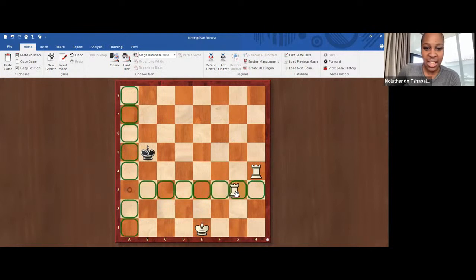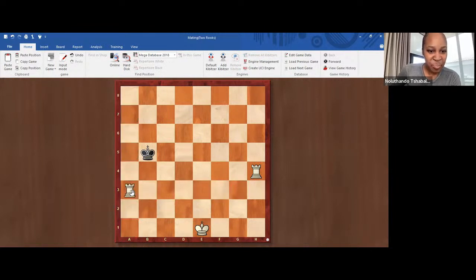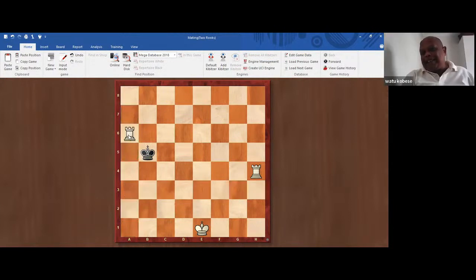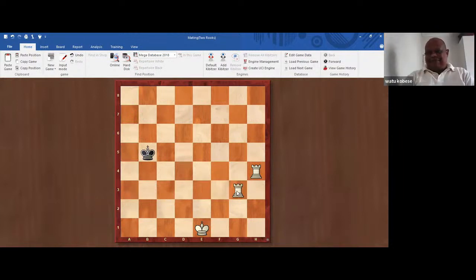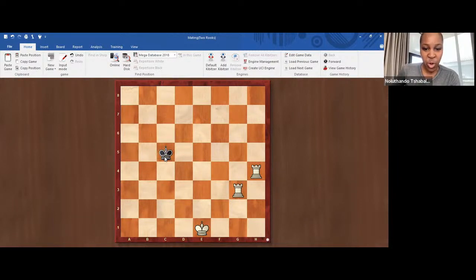Because I could see that a6 is too close to the king. Exactly. If you go there, the king would capture your rook. So I'll follow your suggestion and take it to g3, right? Yes. Brilliant. Now you're on your way. So I'll then take my rook on 4h and put it on 5h.